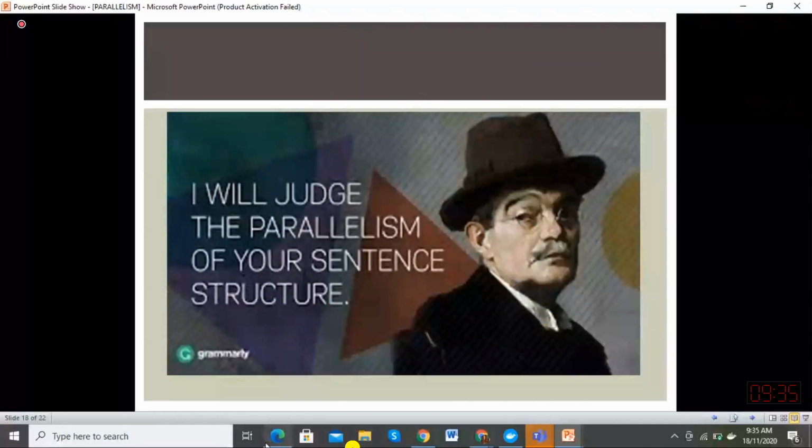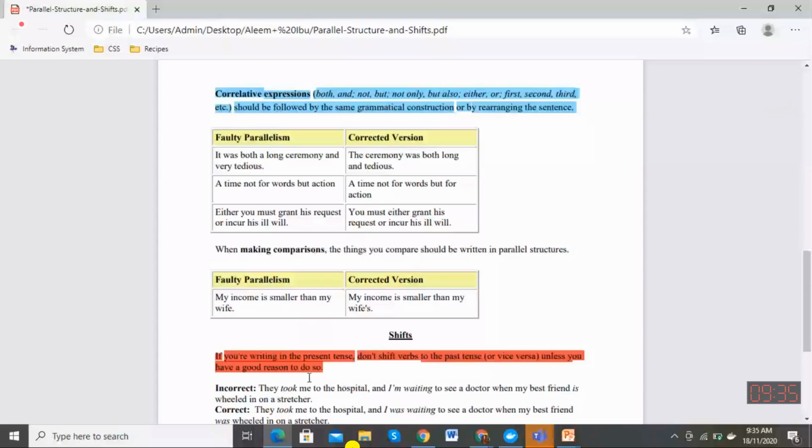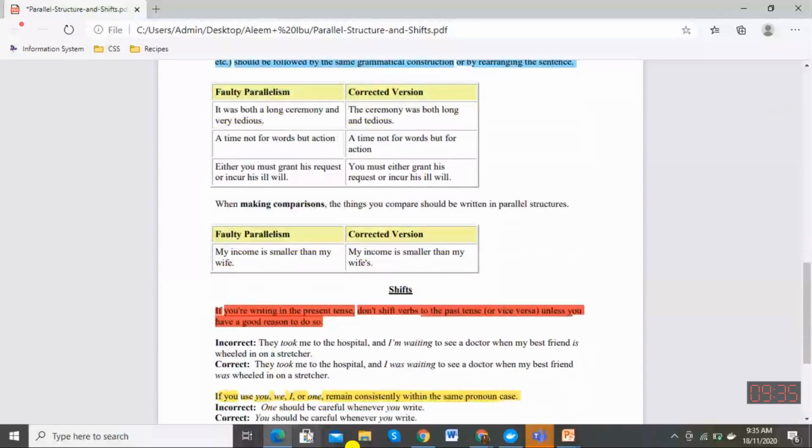Yes, ma'am. Okay. So there is one more thing, which I have already told you. If you are writing in the present tense, don't shift the verb into the past tense unless you have a good reason to do so. It took me to the hospital and I'm waiting to see a doctor when my best friend is wheeled on a stretcher. So here he has used different tenses. The correct construction is: they took me to the hospital and I was waiting to see a doctor when my best friend was wheeled on a stretcher. So here he has followed the same structure.